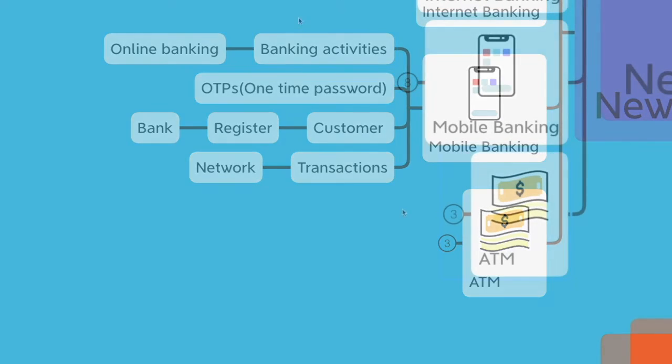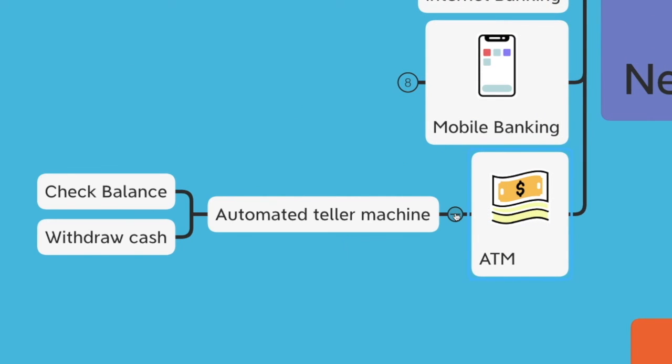That's it. The last part is ATM, automated teller machine. I'm sure every one of you has seen an ATM. So you can check balance, you can withdraw cash, etc.